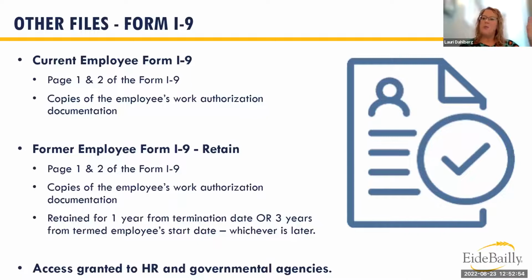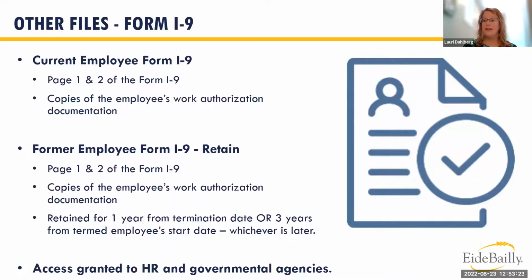Again, with the I-9s, you want to have current employee I-9s in one file and terminated employee I-9s in another file. Current employee Form I-9s, you will have page 1 and 2 of the I-9, and then you may want to include copies of the employee's work authorization documentation. It's not a requirement, but it is a best practice. And if you do accept documents for one employee, you have to do it for all.